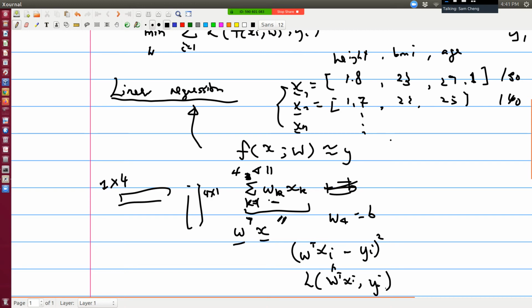Now what next? If we want to fit this model, we are trying to look at all the data, i from 1 to n, and we want to minimize over w. That's what we want.